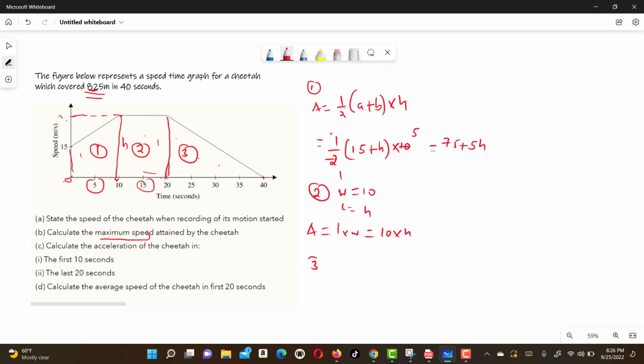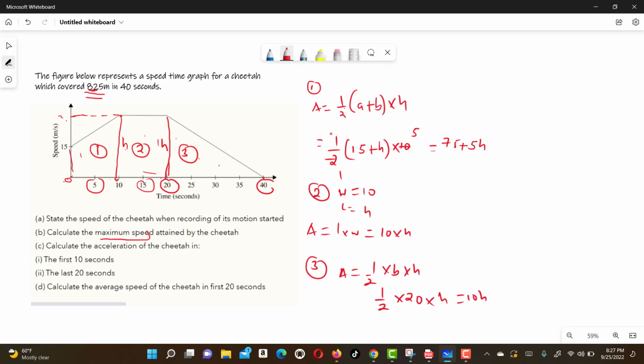Then the area of 3 is a triangle, and the area of a triangle is given by a half times base times height. The base is from 20 to 40, that is a difference of 20 seconds, 40 minus 20. The height is still h, which we don't know. So half times 20 times h gives us again 10h.